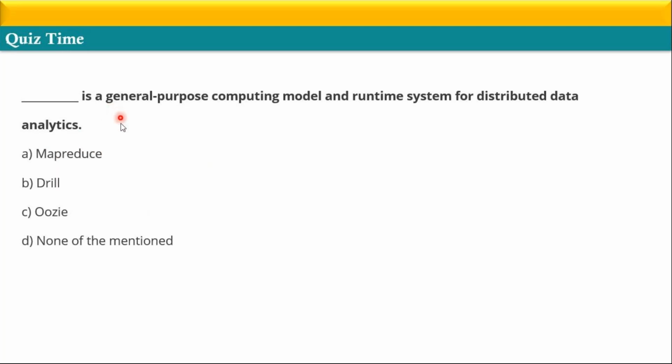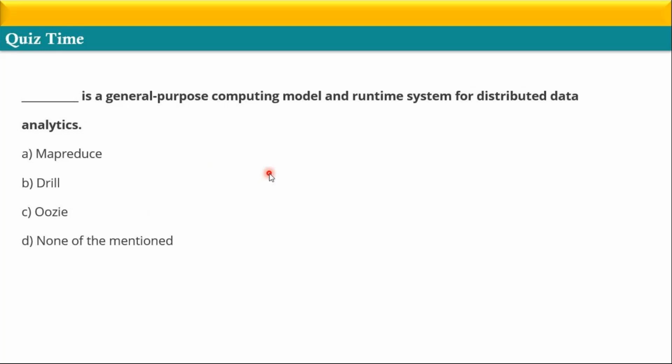Then the next question is: Dash as a general purpose computing model and runtime system for distributed data analytics. Which one is the general purpose computing model and runtime for distributed data analytics? Let me give you a hint. General purpose computing or general purpose processing, both are the same thing.